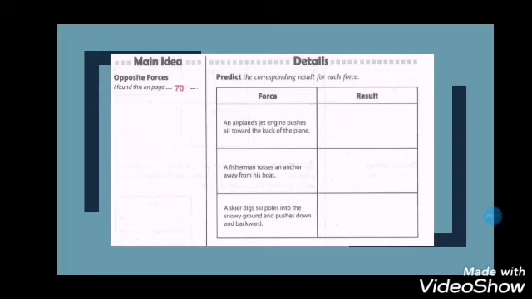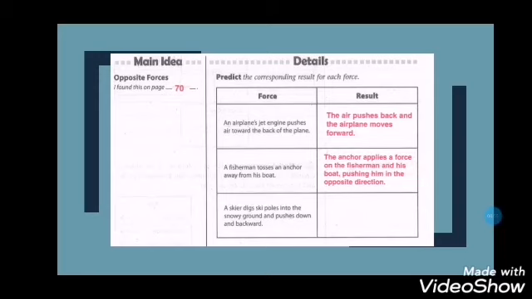The answers are on page 70 in your book. An airplane's jet engine pushes air towards the back of the plane. So what's going to happen is the air pushes back and the airplane moves forward. The second one. A fisherman tosses an anchor away from his boat. The anchor applies a force on the fisherman and his boat, pushing him in the opposite direction.